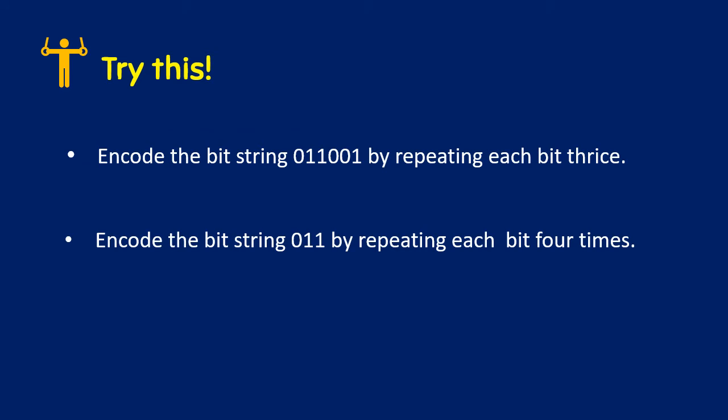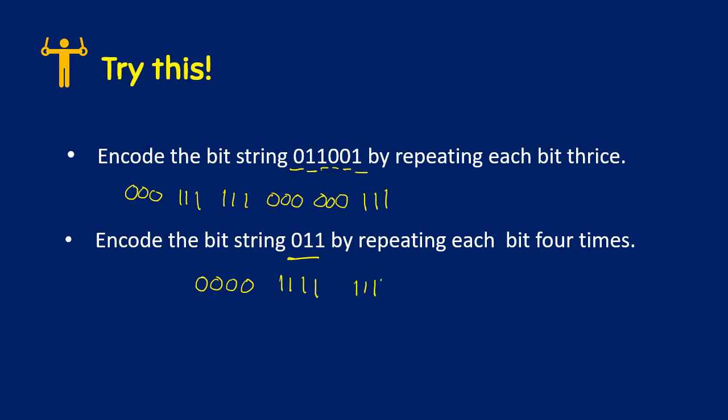So try this. Encode the bit string by repeating each bit thrice. So let's have 0 here. So 1, 2, 3, and then 1, 1, 2, 3. The 1 here, 1, 1, 1, 1, 2, 3, and then 0, 1, 2, 3, and lastly 1, 1, 2, 3. Okay, so similarly, repeat this 4 times. So 1, 2, 3, 4, 1, 2, 3, 4, 1, 2, 3, 4. Okay?